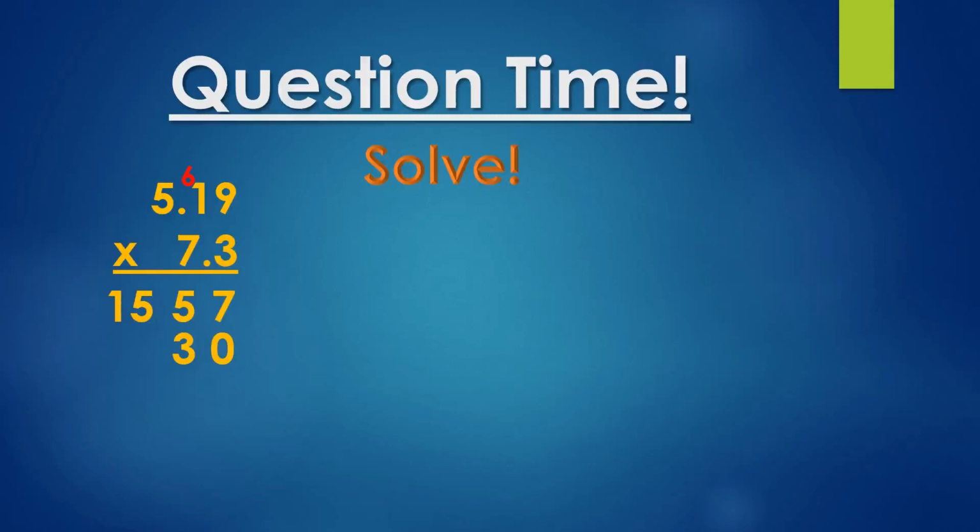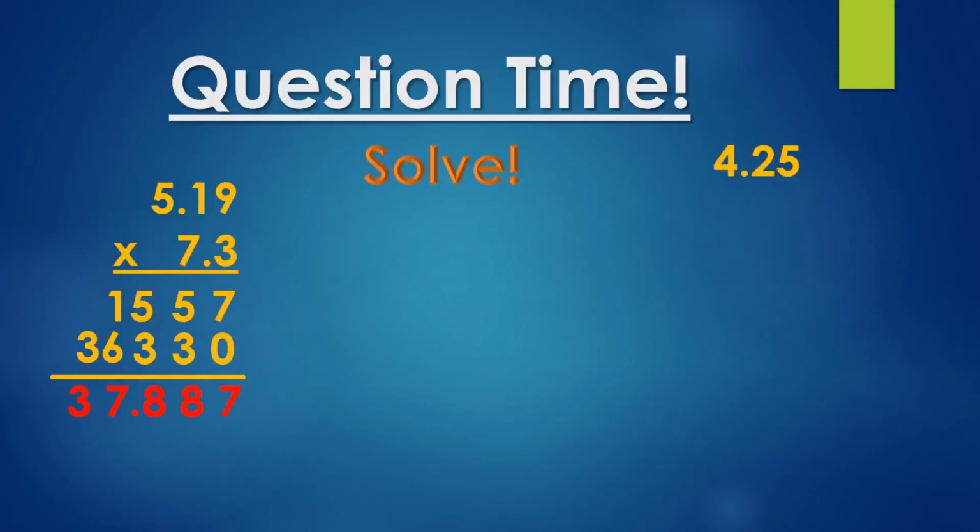7 multiplied by 1 is 7. Plus 6 is 13. So the 3 goes down and a 1 goes up. 7 times 5 is 35, plus 1 is 36. We add these up to get our answer. And then we have to move our decimal places. There's 3 decimal places to move to the right in our original problem. So we move 3 to the left in our final answer. 1, 2, 3 to get our final answer.